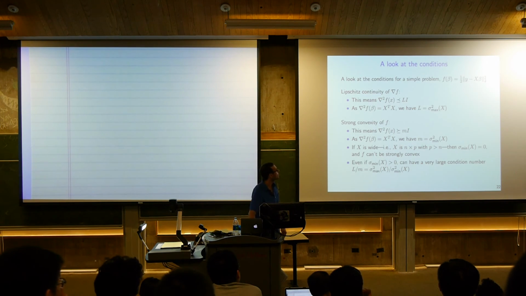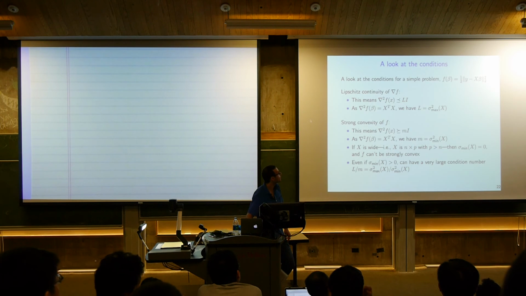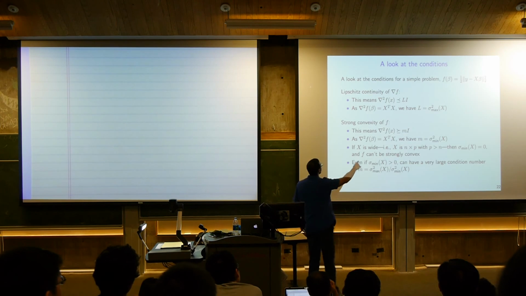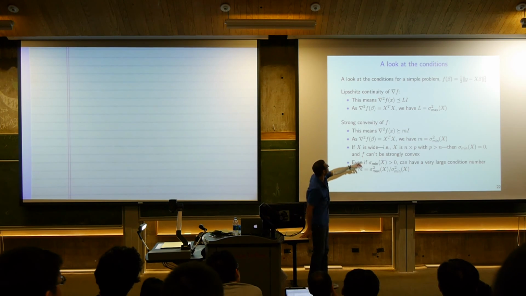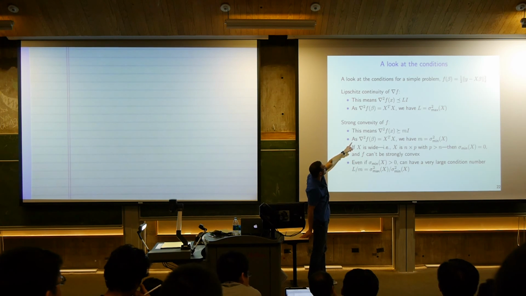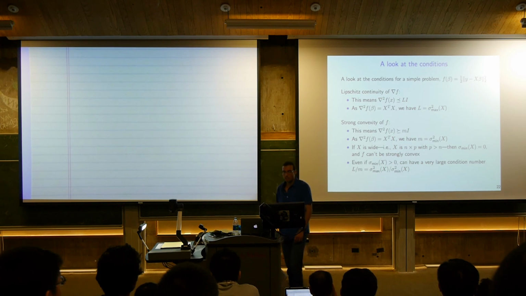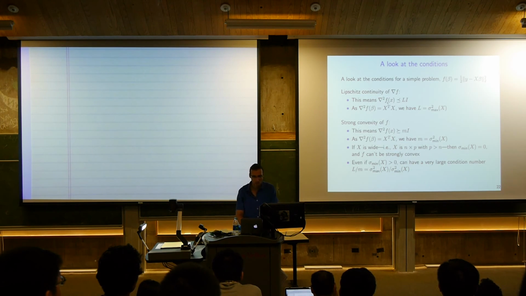But let's just think about what would happen if we wanted to optimize this function with gradient descent. So what does it mean to assume that the gradient is Lipschitz? That means that, if you calculate it out, we have an upper bound on the largest eigenvalue of the Hessian, but the Hessian is just x transpose x.